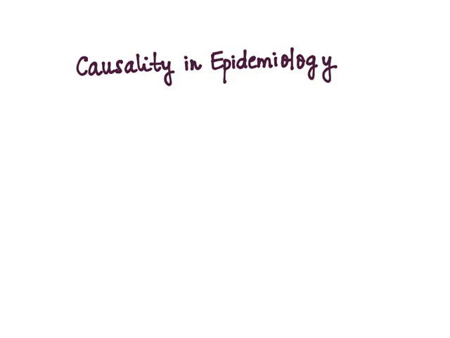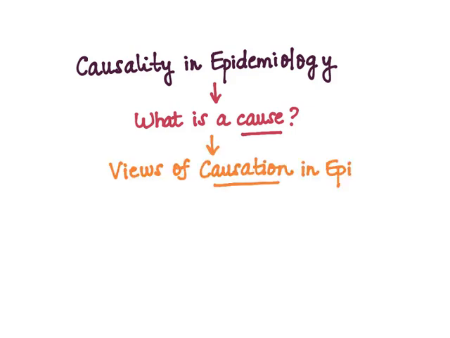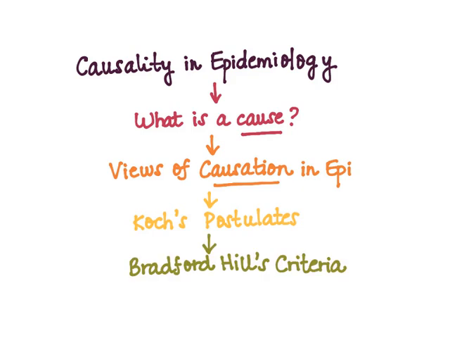Hello everyone, welcome to our video on causality in epidemiology, where we're going to define what is a cause and look at different historical views of causation to include number one, Koch's postulates, number two, Bradford Hill's criteria, and number three, Rothman's causal models.